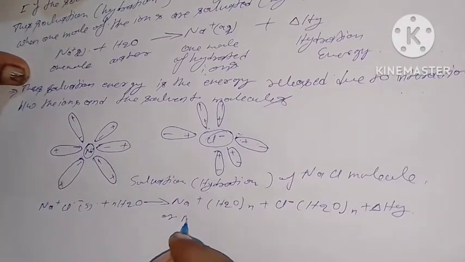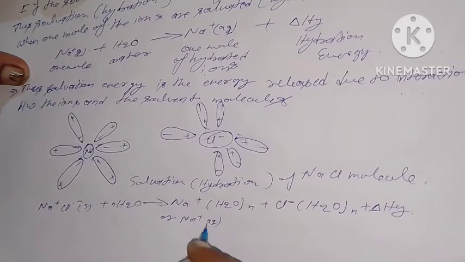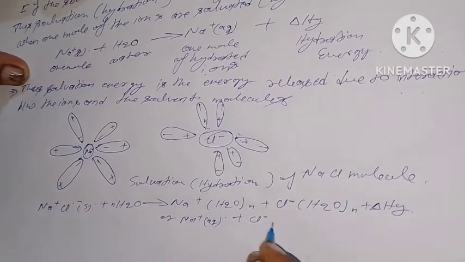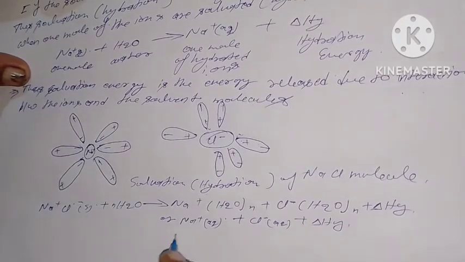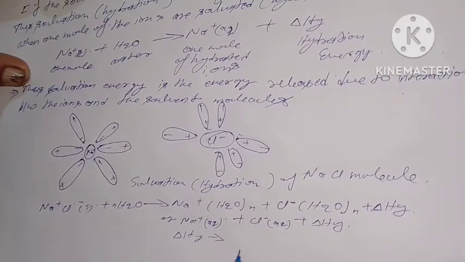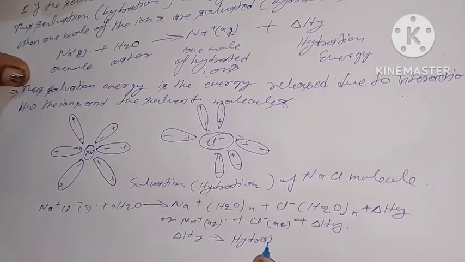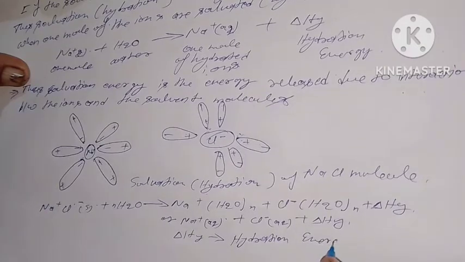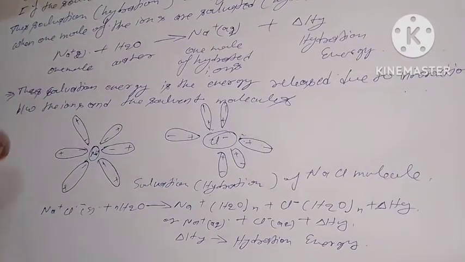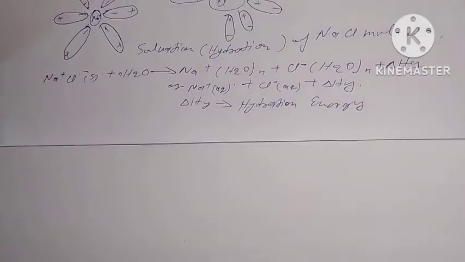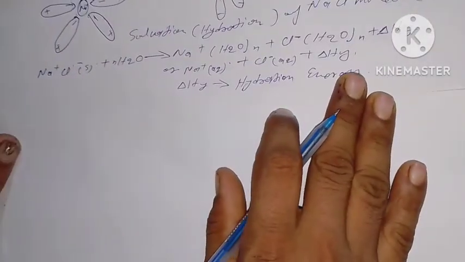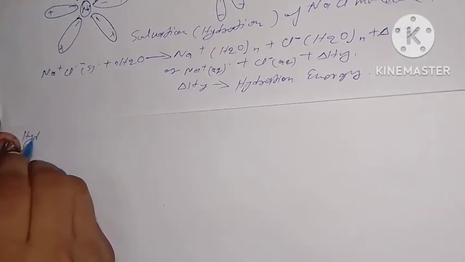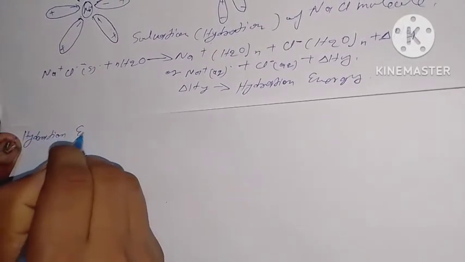Delta H hydration is for sodium positive ions plus chlorine negative ions plus delta H. That is, delta H hydration is hydration energy. Okay, what is hydration energy and how to work out the hydration energy? What is hydration energy?